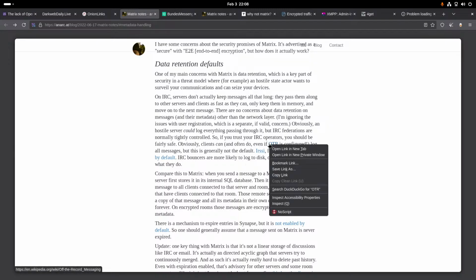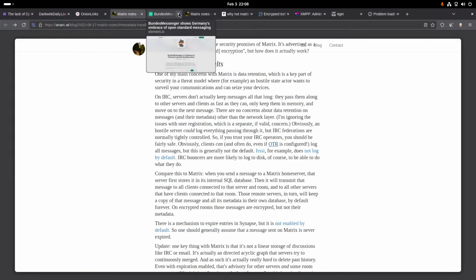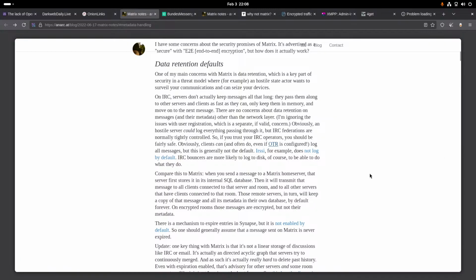What's OTR? Oh, off-the-record messaging. Okay. And even if off-the-record messaging, clients can log all messages, but this is generally not the default. Irssi, for example, does not log by default. IRC bouncers are more likely to keep logs to disk.